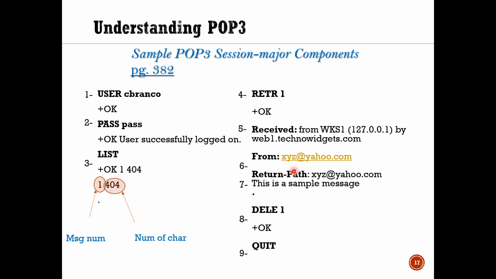Okay, so from here, this is the email from the sender to the receiver. And also delete 1 here indicates, for example, that the message with that number has been deleted. So whenever we press enter, plus OK indicates that this command has been performed successfully. The plus OK here usually indicates a successful execution of the different commands.